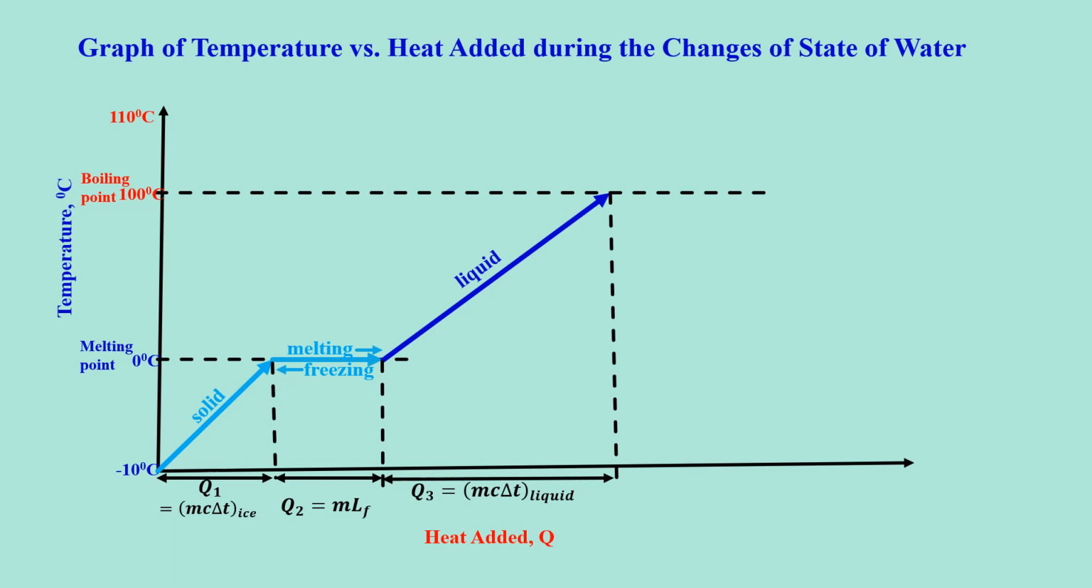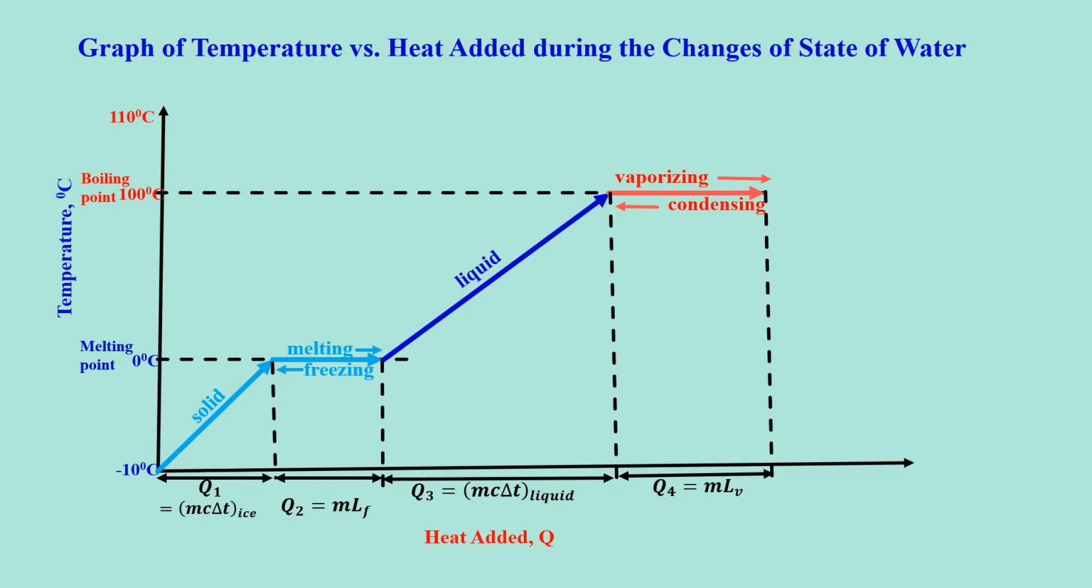At 100 degrees Celsius, evaporation occurs. From 100 degrees Celsius liquid to 100 degrees Celsius gas, we need this amount of heat, which is given by Q sub 4 equals m times L sub V, where L sub V is the latent heat of vaporization of water. The same amount of heat is removed if we want to bring gas at 100 to liquid at 100 degrees Celsius, and the process is called condensation.